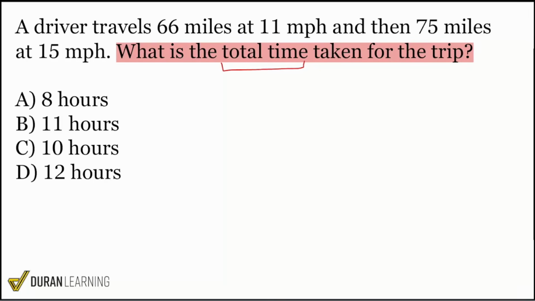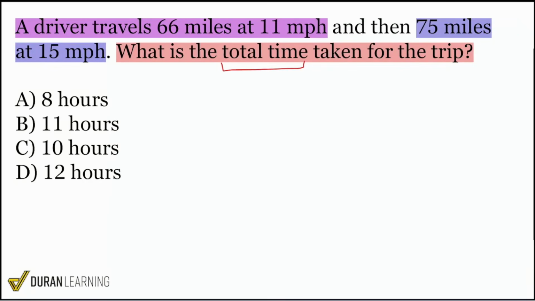So here we go. First part, it says a driver travels, right over here, let me catch the word. A driver travels 66 miles at 11 miles per hour. And then the second part of the trip shows that we are traveling 75 miles at 15 miles per hour. So two parts of the trip, we can find the time individually and then add them together. So again, it's not one single step, it's a couple of different steps.